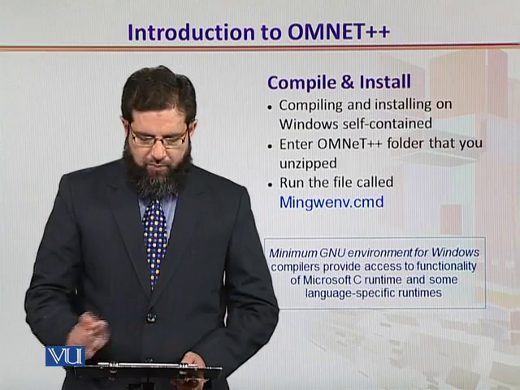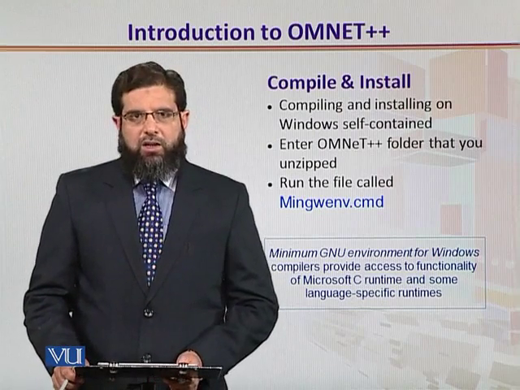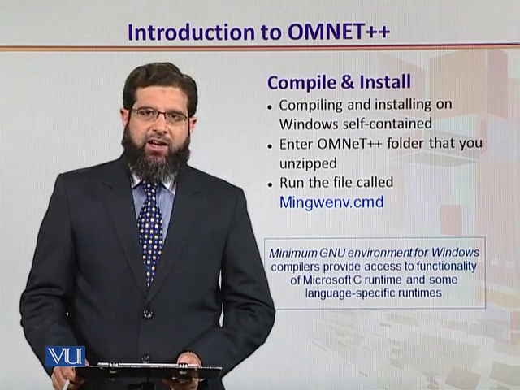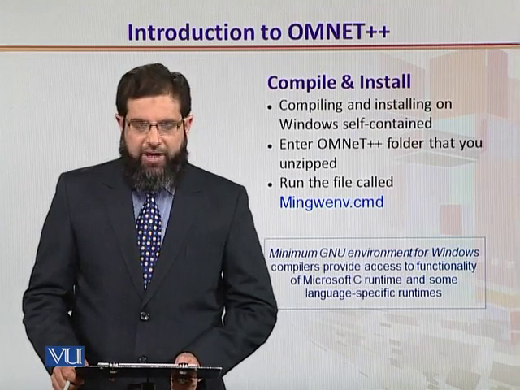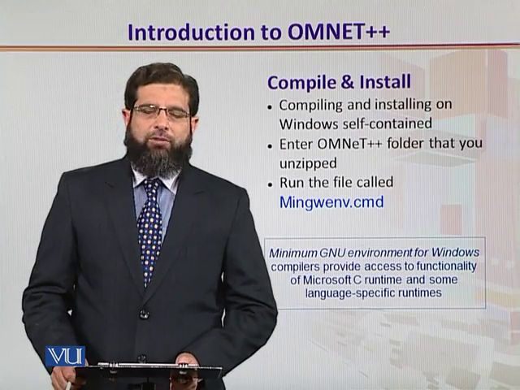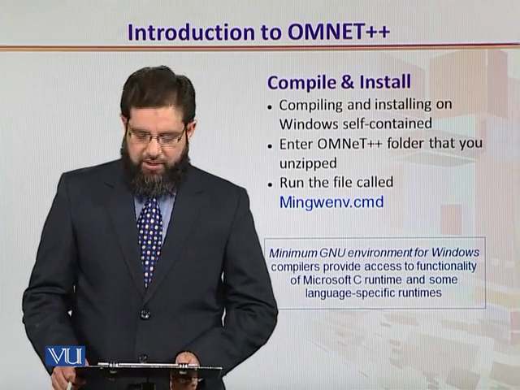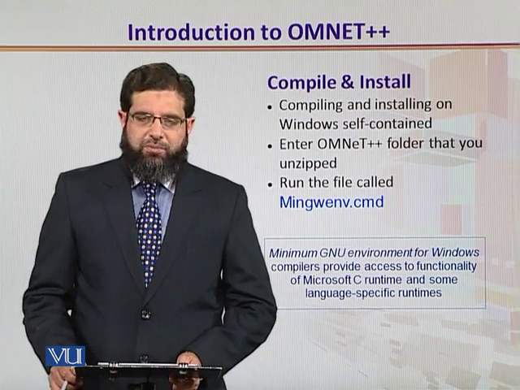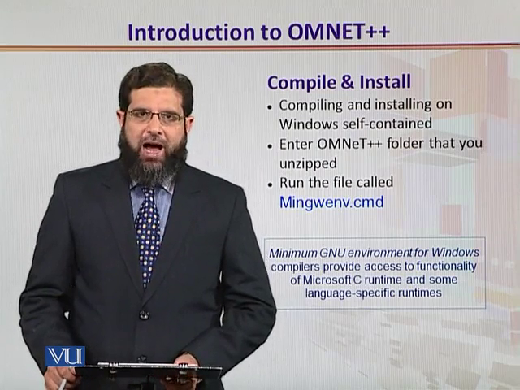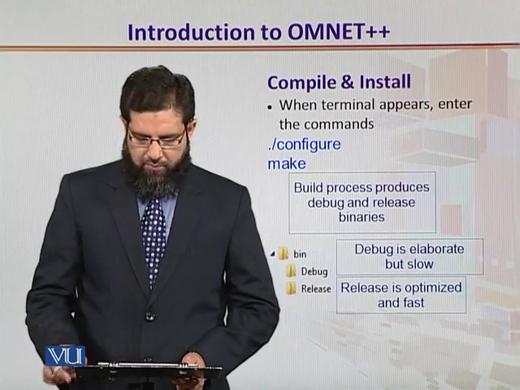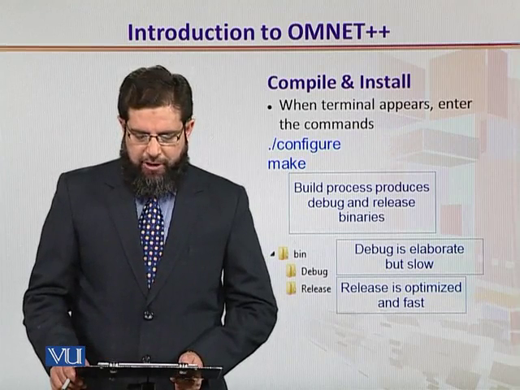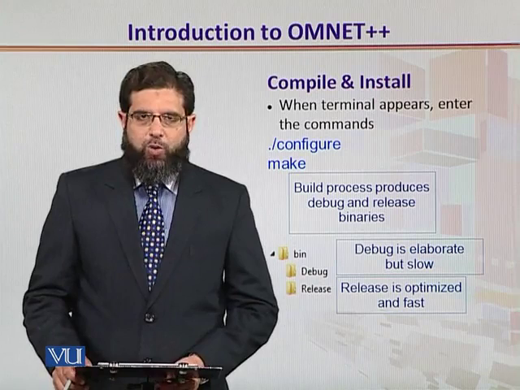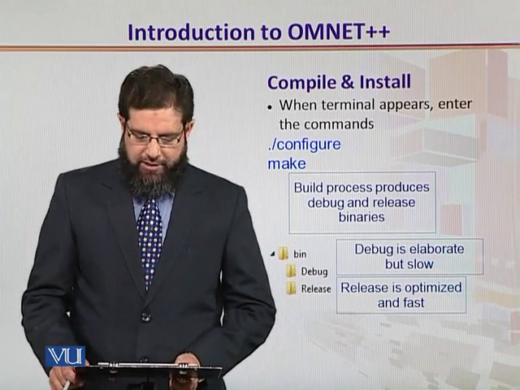When you download it, you need to compile and install it. Compiling and installing on Windows is a self-contained process. All you need to do is double-click or right-click and unzip it. Then start the compilation process by looking for a file called mingwenv.cmd. This particular command is actually part of the Minimalist GNU environment for Windows, which offers the compiler to run basic sets of services, including bash and make. When you run this command, a terminal is going to appear, and you follow the instructions to run the configure and the make commands. This will result in the building of the OMNET++ IDE along with its libraries.